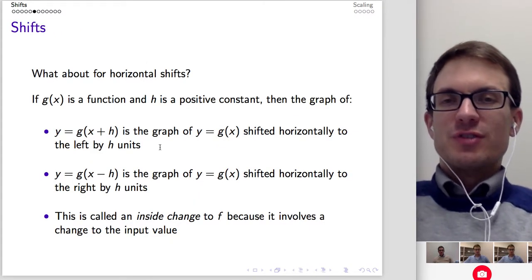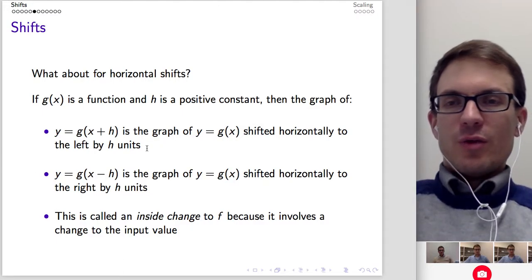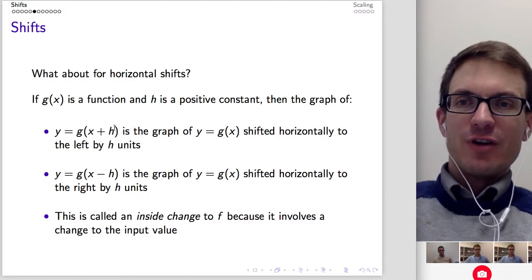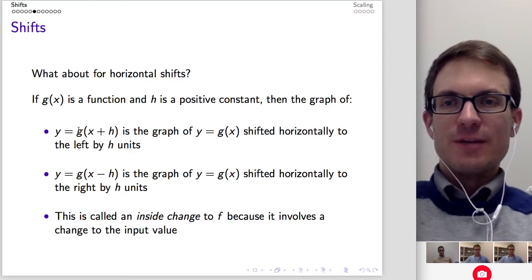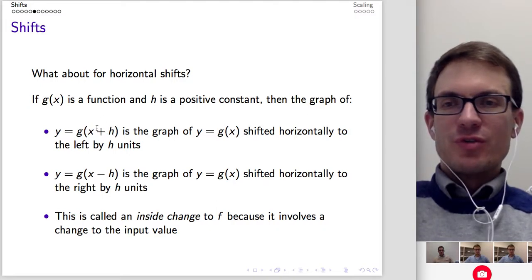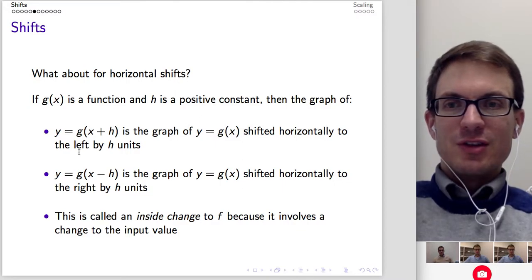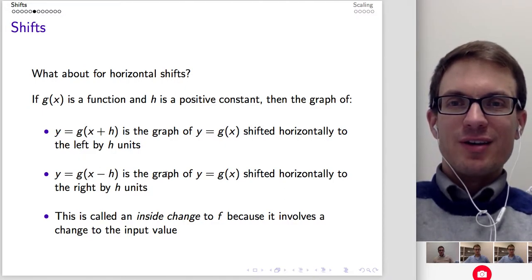Okay, so what about horizontal shifts, moving left or right along the horizontal axis? This relies on an inside change to g. It involves changing the input value. We're going to change what's going into the function. So I have some x to which I'm going to add h before I evaluate it using the function g. So g of x plus h means whatever was going to be my x, I add h to it and then evaluate. This gives me a horizontal shift of the graph of g of x, which goes leftward h units. Suppose I subtract h units off of every input. This gives me the graph of y equals g of x shifted horizontally to the right by h units. Well, why is that?